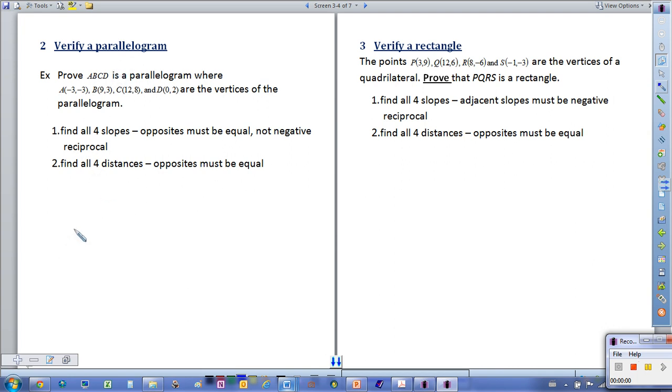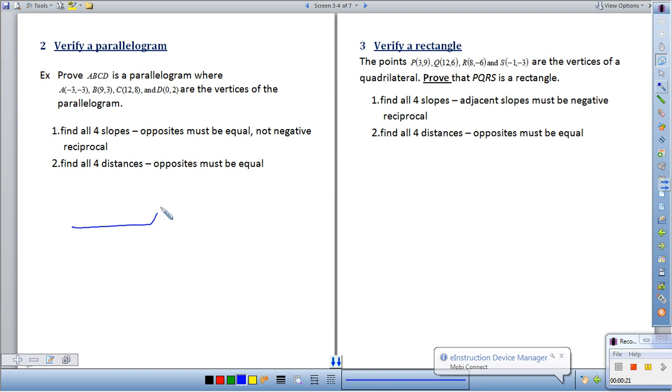When we talk about parallelograms, they have distinct features that separate them from other quadrilaterals. Well, first of all, we talked about that opposite sides are parallel, hence the name parallelogram. And also, opposite sides are equal in length.